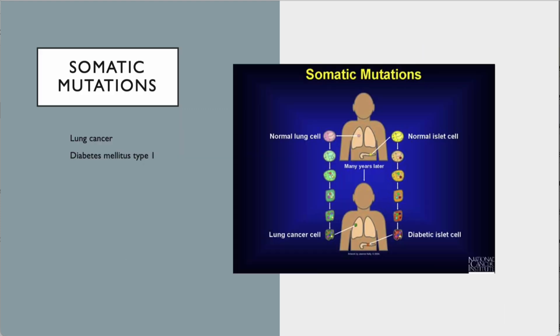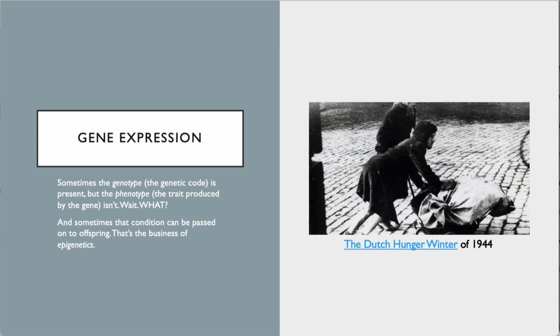All right. Somatic mutations then are those things like lung cancer, diabetes type 1. These are things where there is a mutation of the genome that causes development of a particular disease. And again, we're going to talk about that throughout the semester. The last thing, and I think the most fascinating thing, is the story of gene expression. And of course, we have a fancy word for this, right? That fancy word is epigenetics. Epigenetics you may not even have heard of before.